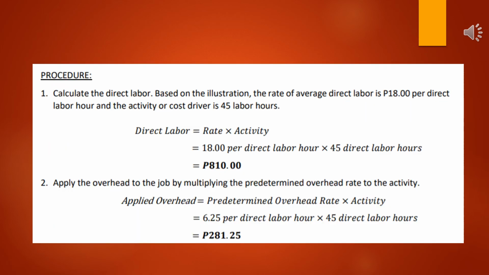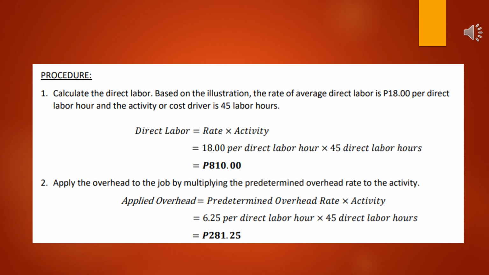So our step 1 is to calculate the direct labor based on the illustration. The rate of average labor is 18 pesos per direct labor hour and the activity cost driver is 45 labor hours. Therefore, we just multiply the 45 hours consumed by this particular job by its rate per hour. So that's 18 pesos times 45 hours, and that is 810 pesos.